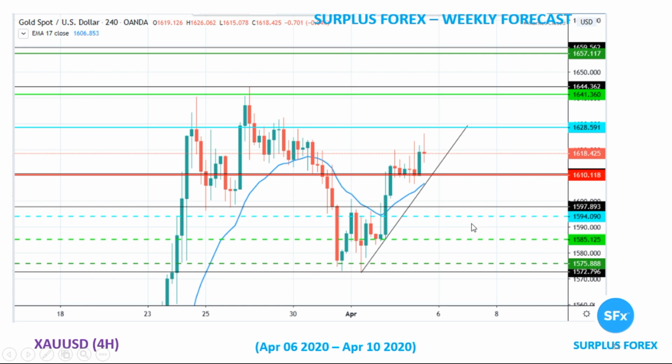On the reverse side, if gold falls and touches below the 1600 mark and tests close to 1595, 1597, then I'll keep my first entry at 1594, first target at 1585, and my second target at 1575.88. So open both ways on gold and USD.